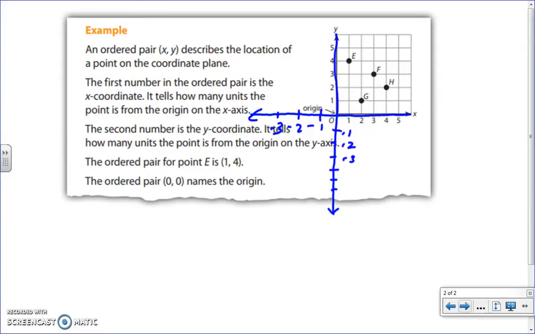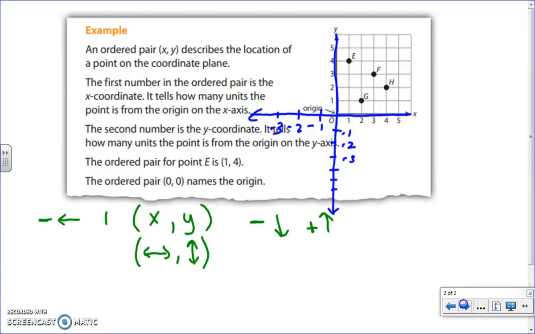Each of these points, E, F, G, and H, has coordinates, or ordered pairs. Our ordered pairs are written in the form (x, y). The x number tells you how far left or right to move from the origin. The y number tells you how far up or down to move from the origin. If the number is negative, you move down. If the number is positive, you move up. If the x number is negative, you move left, and if it is positive, you move right. Okay, that's how it works. Positives to the right, negatives to the left, negatives down, positives up.